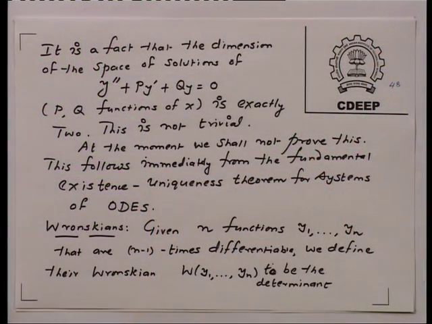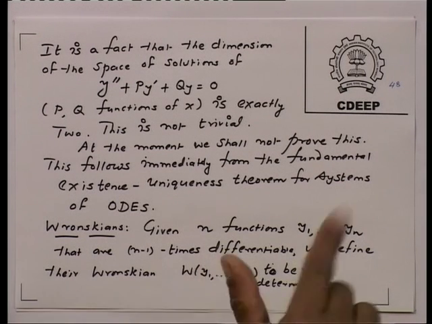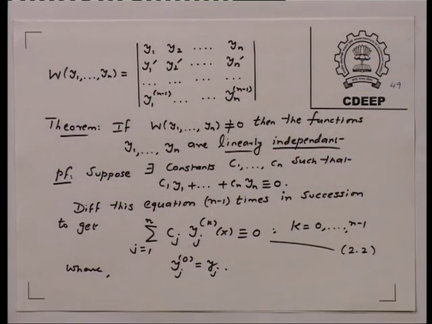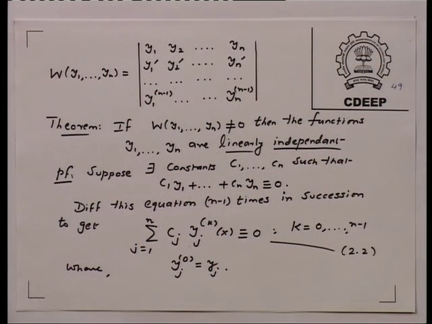Okay, the next thing is Wronskians. So, this is probably familiar to you from the linear algebra part. So, what is a Wronskian? Given n functions y1, y2, yn that are n minus 1 times differentiable, we define the Wronskian to be a certain determinant. What is the determinant? y1, y2, etc., yn form the first row, the first derivatives form the second row, the second derivatives form the third row, and the n minus first derivative forms the last row. Okay. Here it is up on display for you.